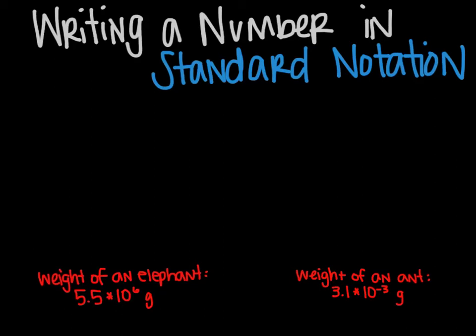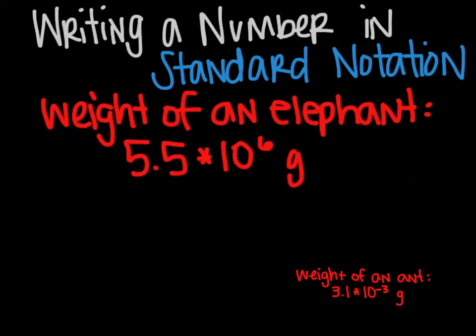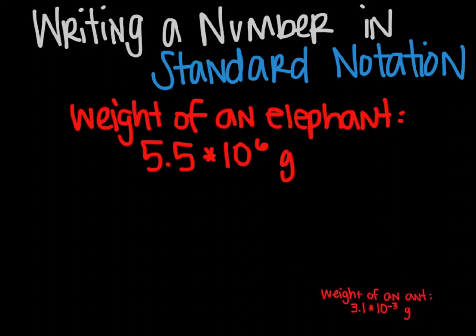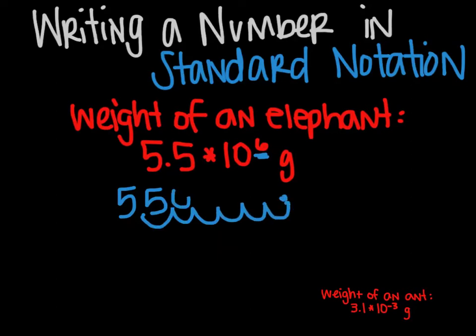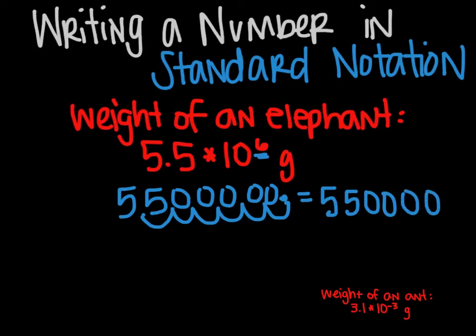Alright, writing a number in standard notation. Standard notation is how you typically see numbers, but you're going to go from scientific to standard. So here we have the weight of an elephant is 5.5 times 10 to the 6th grams. And I know that's a really big number because my exponent is positive. So what I'm going to do here is take my 5.5, the decimal was here, and I'm now going to move it 6 times. 1, 2, 3, 4, 5, 6. Decimal now is here. And then I'm going to add in zeros for all of those place values that I moved, which gives me then, I'm just going to write this a little bit nicer, 5,500,000 grams for an answer.